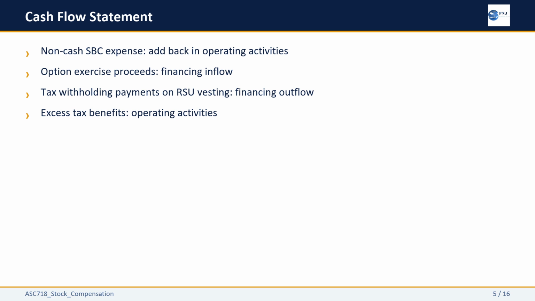The cash flow statement has several SBC-related line items, each in a different section. SBC expense is non-cash, so under the indirect method you add it back in operating activities to reconcile net income to operating cash flow. When employees exercise stock options, the cash received is a financing inflow. When the company withholds shares and remits cash to tax authorities for RSU vesting, that payment is a financing outflow. Excess tax benefits from SBC, moved to operating activities by ASU 2016-09, are also presented in operating activities.